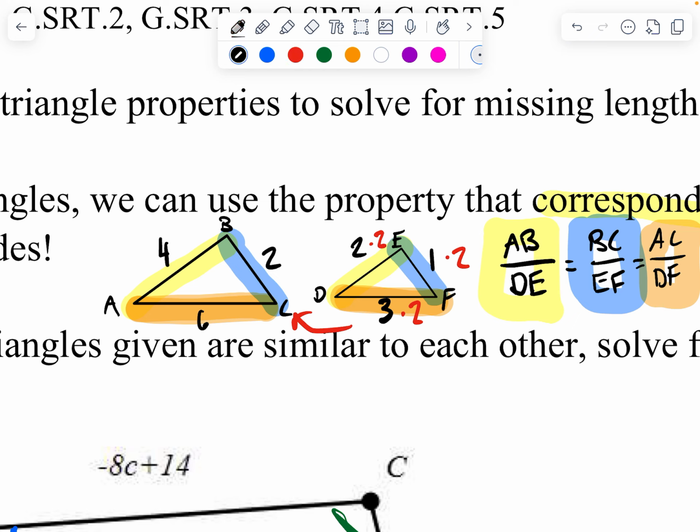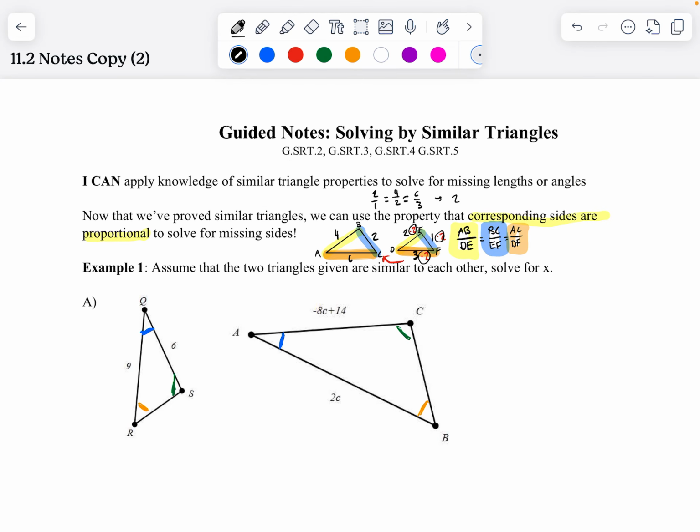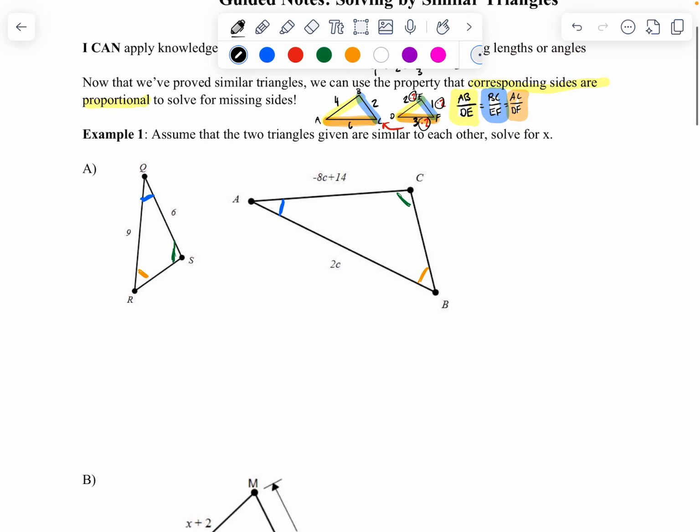Now, if you set up those proportions, we would have had 2 over 1, 4 over 2, and 6 over 3. You'll notice all of those will give you 2, that number that we multiply to go from one to the other. That's what it means by similar triangles having proportional sides. And we're going to use that to solve stuff today.